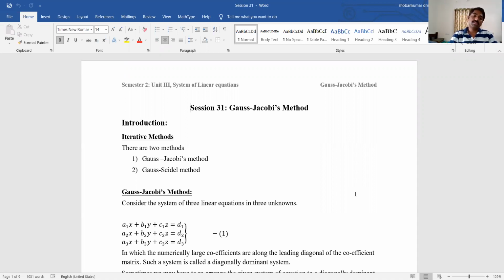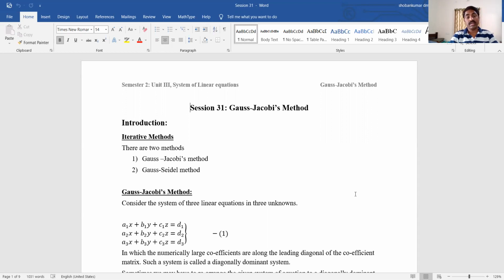Today we have to discuss how to solve the system of linear equations by using iterative methods. There are two methods here. One is Gauss-Jacobi's method. Another one is Gauss-Seidel method. When the given system is diagonally dominant, then only we can apply Gauss-Jacobi's or Gauss-Seidel method.